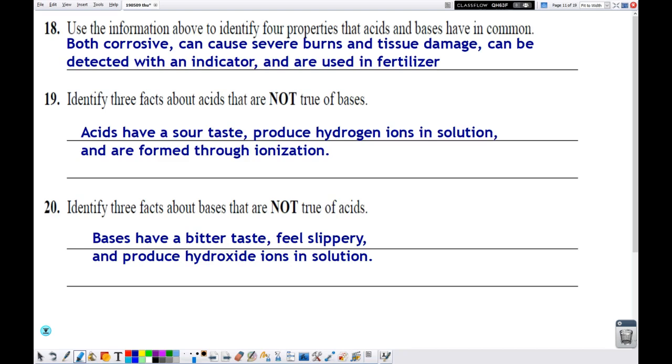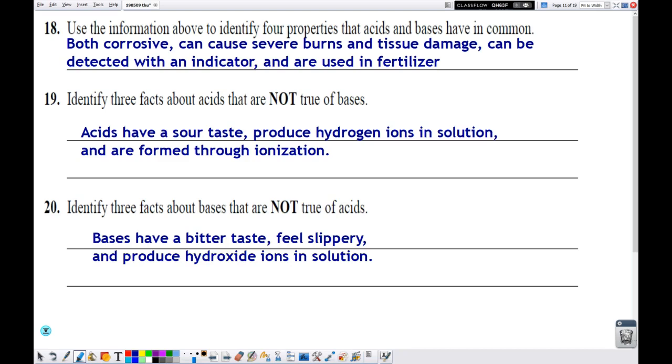And 3 things that are true about acids but not bases. So anything true about an acid could be listed here. For example, you could say they have a sour taste, they produce hydrogen ions in solution, and they are formed through ionization. And then number 20, identify 3 facts about bases that are not true of acids.